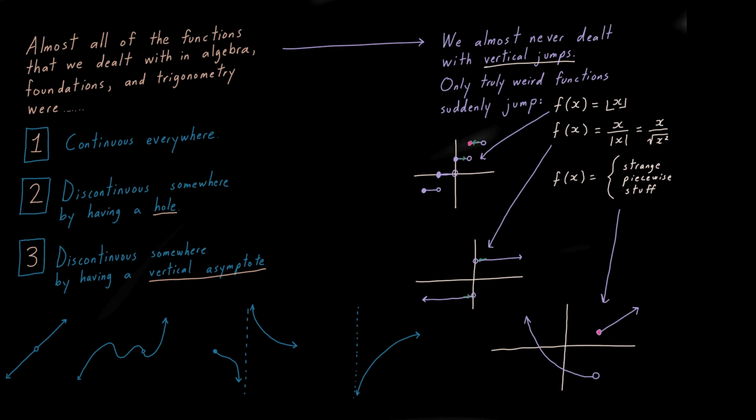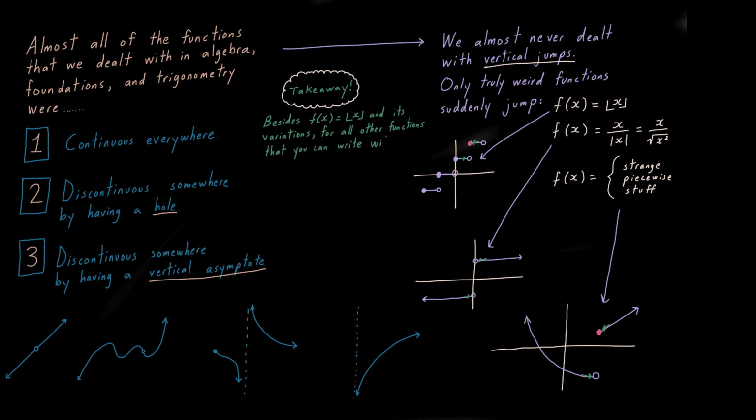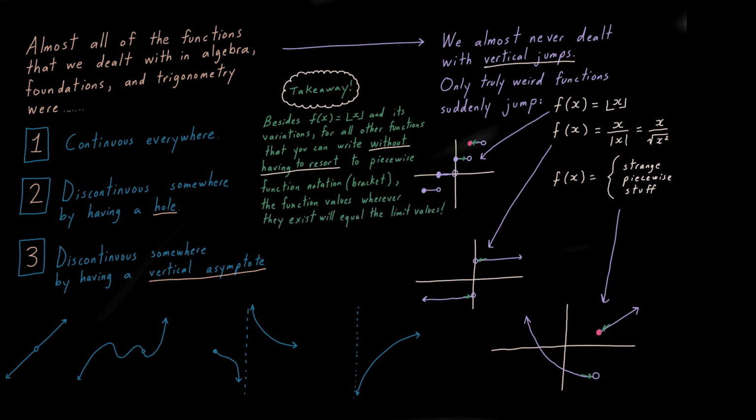When you're dealing with functions that can be expressed without the brackets, without piecewise notation, then the only time that the function value won't equal the limit value is for the two weird functions up here and variations on them. For example, the step function, it's always defined at jumps. It's always defined at discontinuities, but the limit values never exist because left limit will never equal right limit. However, for all other functions that you can write without piecewise notation, the function values wherever they exist will equal the limit values.